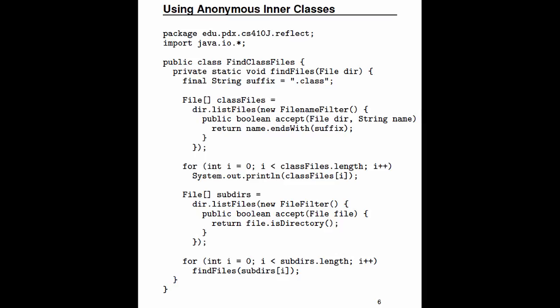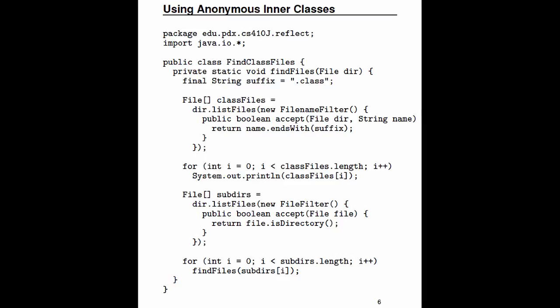You needed to declare that it was a class. There was just a lot of overhead there for something that really only had one little use. And it turns out we never really reused that class. Well, in the code that we're looking at right here, we have a program that does something very similar. It finds .class files within a directory, but it uses anonymous inner classes to provide the implementation of the FilenameFilter and the FileFilter.